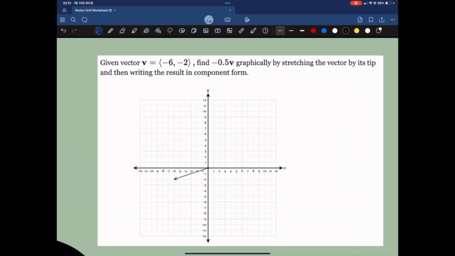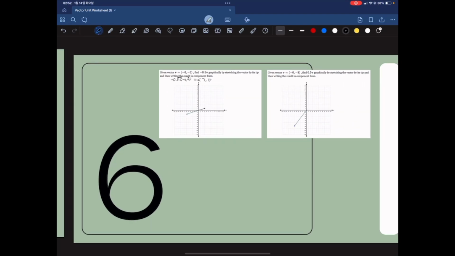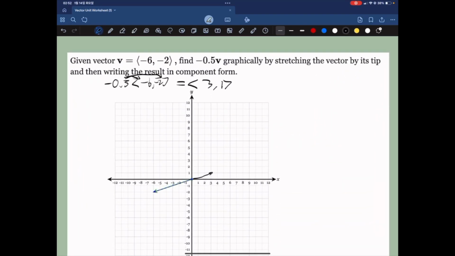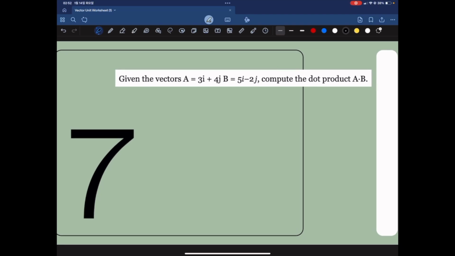Now, number 6. Given vector v equals -6, -2, find -0.5v graphically by stretching it. How we can solve this question is, if you want to do -0.5v, you simply multiply -0.5, which is, in this case, 3, 1. Then you drag it over here like this, and then write the result in component form, which is this right here.